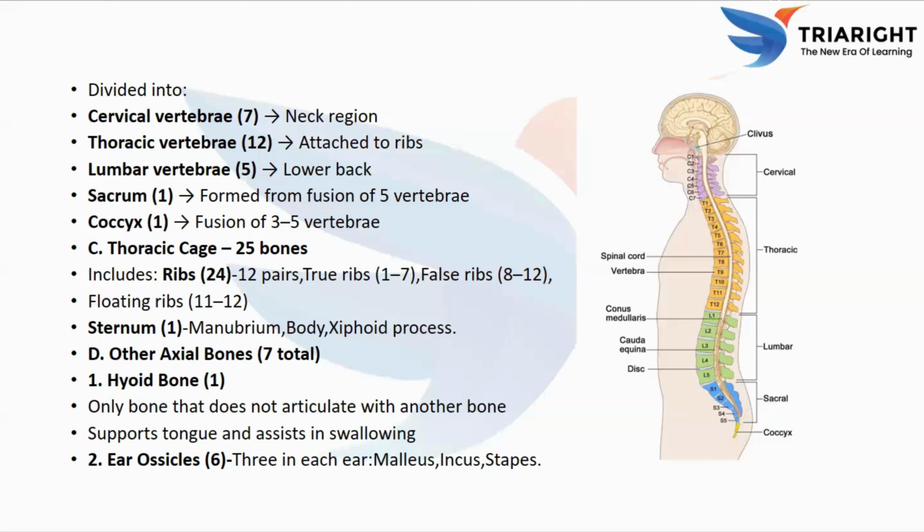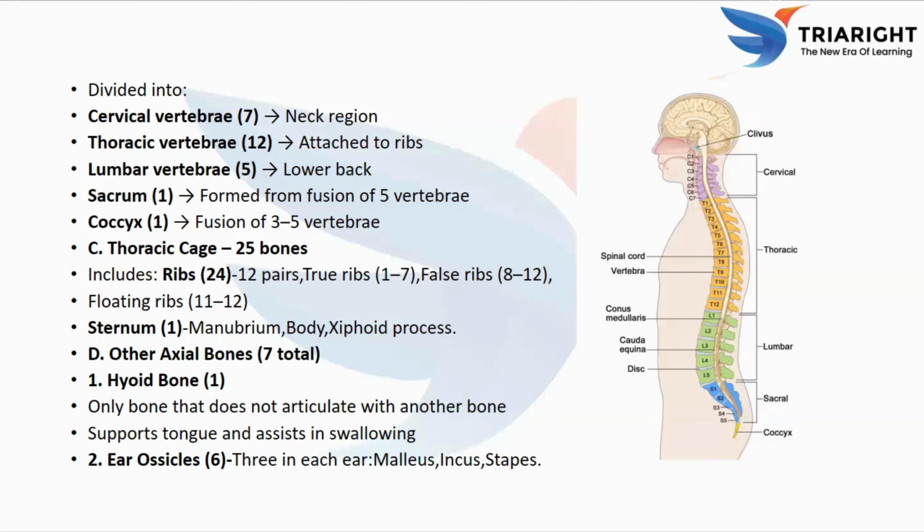And the other one is the sacrum. The sacrum is made up of 1 bone, which is formed by a fusion of 5 vertebrae. This sacrum connects the spine to the hip bones. And the last one is the coccyx, which is 1 bone and is also called the tailbone. This tailbone is formed by fusion of 3 to 5 vertebrae. Next, coming to the thoracic cage, the rib cage, 25 bones. You can find true ribs, false ribs and also floating ribs within the thoracic cage.